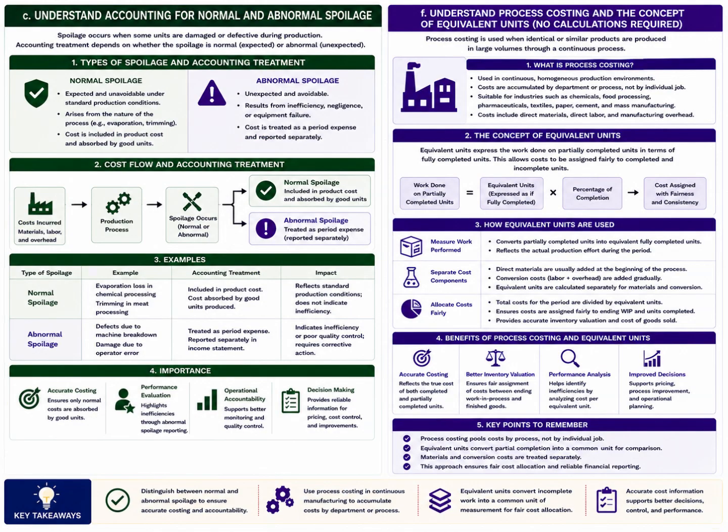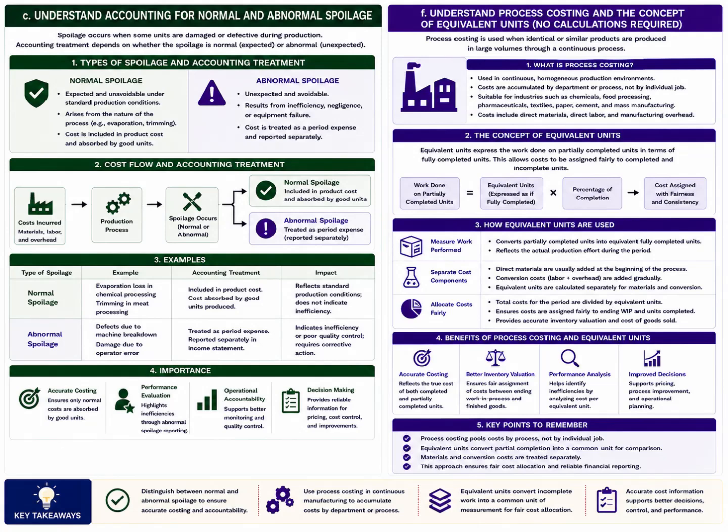C. Understand accounting for normal and abnormal spoilage. Normal spoilage is expected and unavoidable. Its cost is typically included in product cost and absorbed by good units produced, reflecting standard production conditions. Abnormal spoilage is unexpected and avoidable. It is treated as a period expense and reported separately, highlighting inefficiencies or quality control failures.